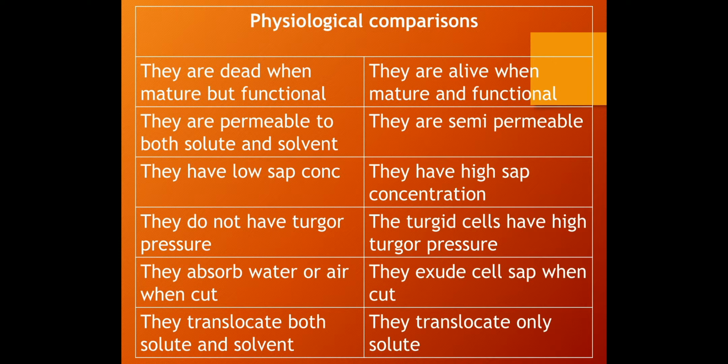The sieve tubes have high sap concentration. The turgid cells have high turgor pressure. They exude the cell sap when cut and they translocate only the solute.